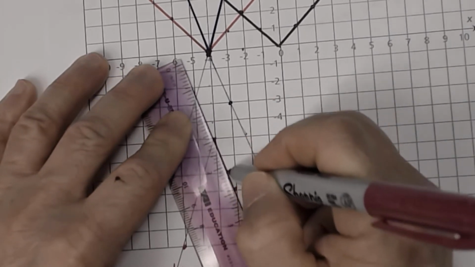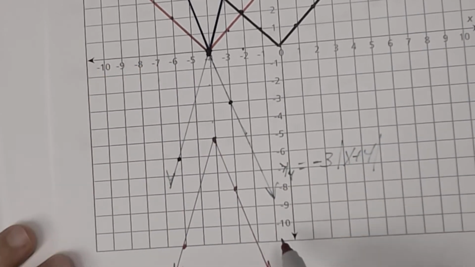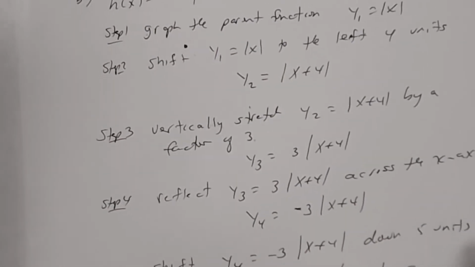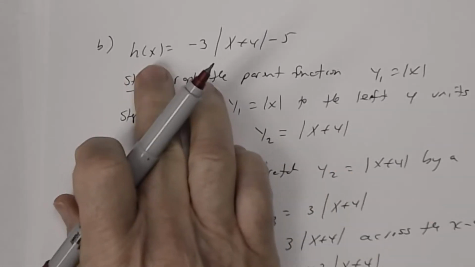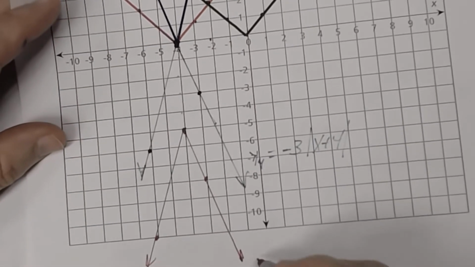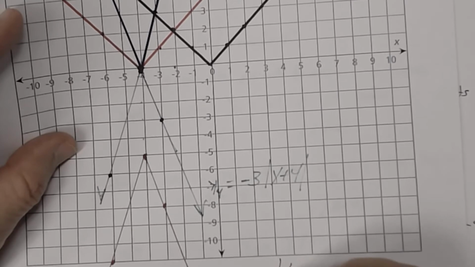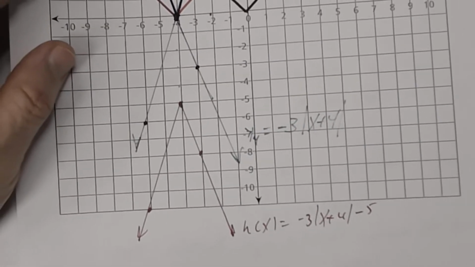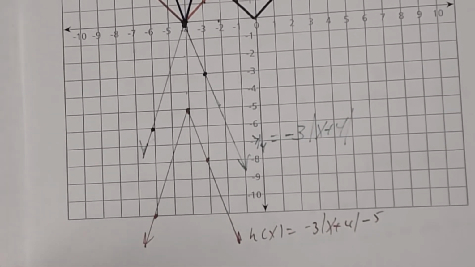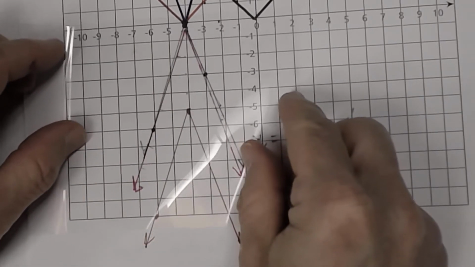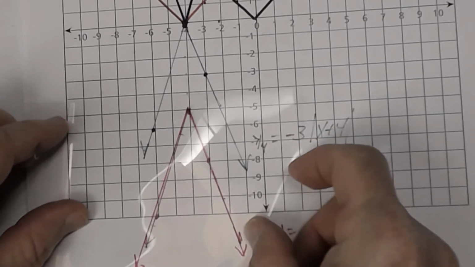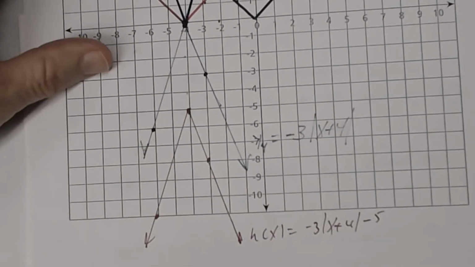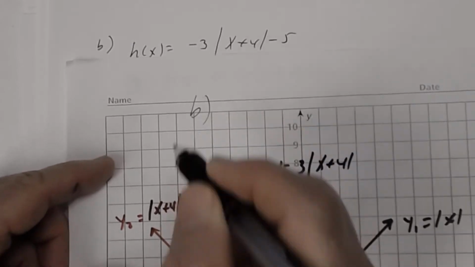And then once you do that, though, you have to tell me, remember that's the final one, so you got to give me the name of the function as well that was given. So that was h of x. So you got to say h of x equals negative 3 times absolute value of x plus 4 minus 5. Okay? And so it does make sense. I'm going to just double check to make sure that it matches up, and it does. Okay, so that is letter B.